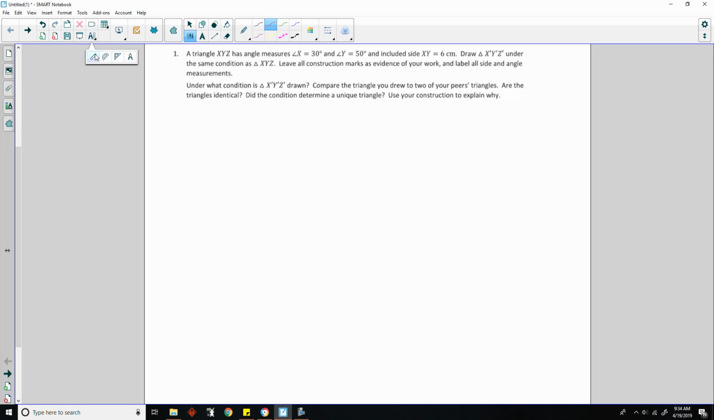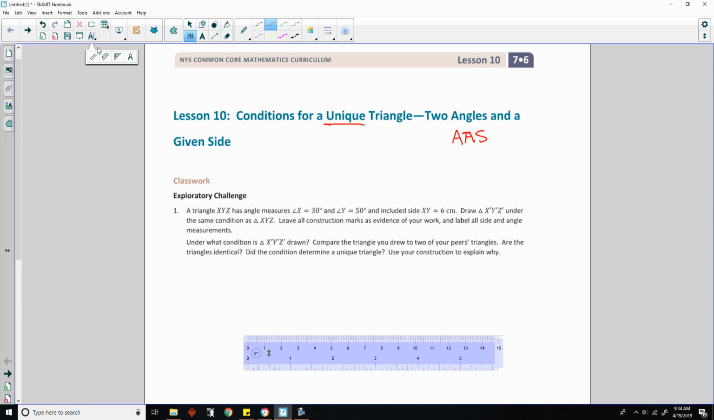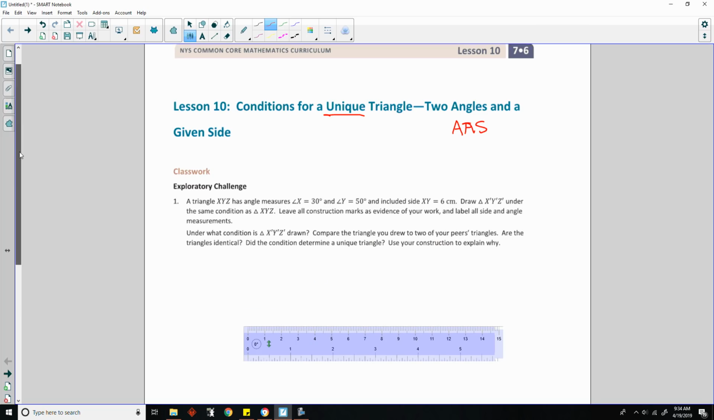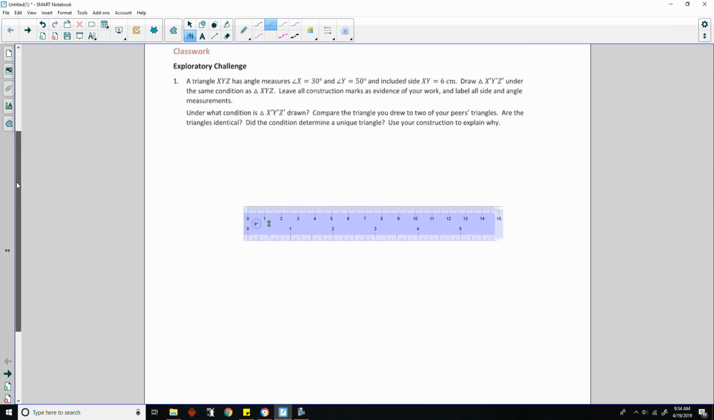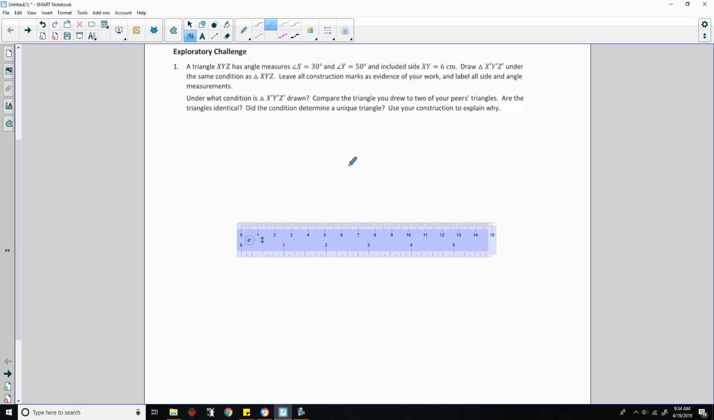I'm going to start off with a ruler, and it always puts it way up at the top. Let's just do the ruler first, and we'll get to other things next. So obviously if you're going to create an angle, you are going to need two rays. And I know that there's a side XY that's 6 centimeters, so I'm going to start with that.